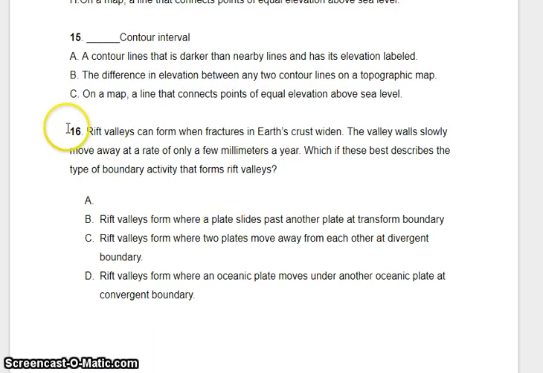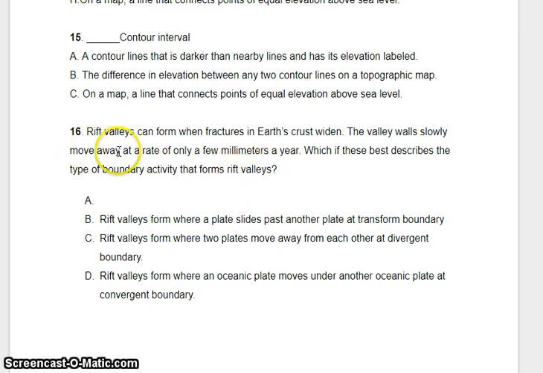And last problem, number 16. Rift valleys can form when fractures in Earth's crust widen. The valley walls slowly move away at a rate of only a few millimeters a year. Which of these best describes the type of boundary activity that forms rift valleys?